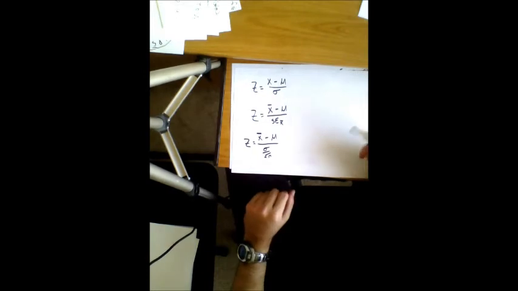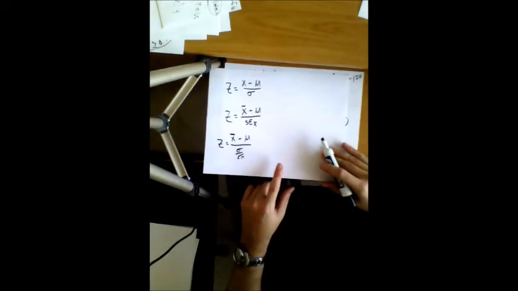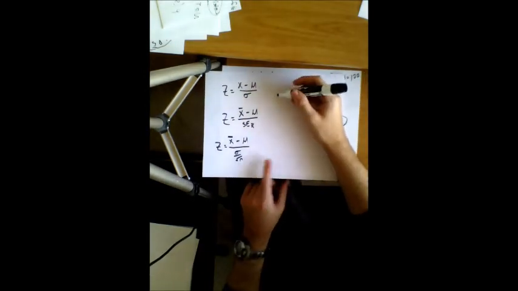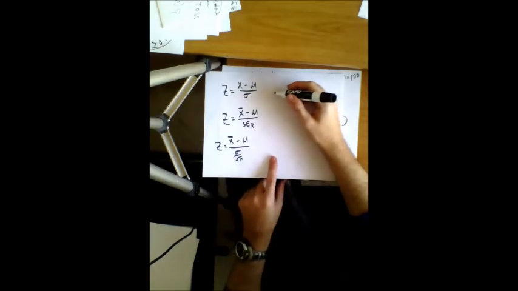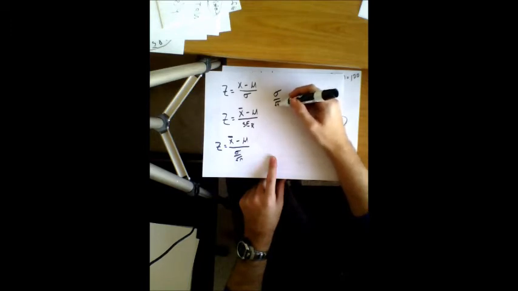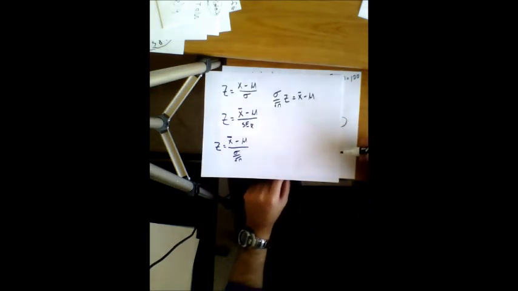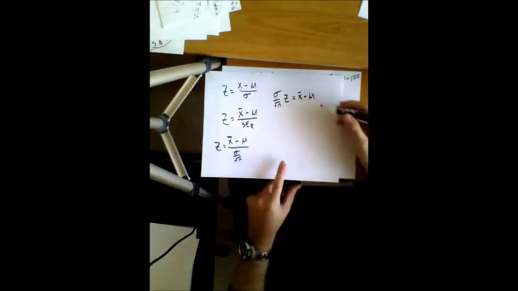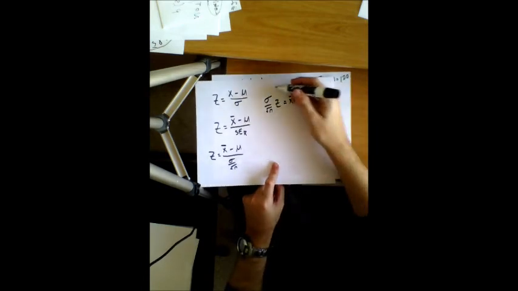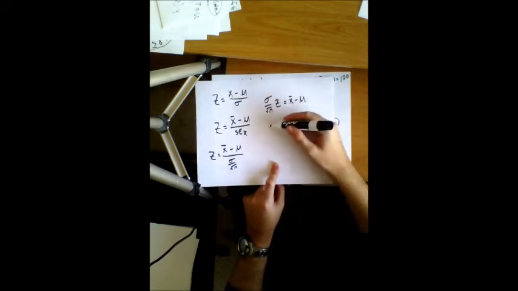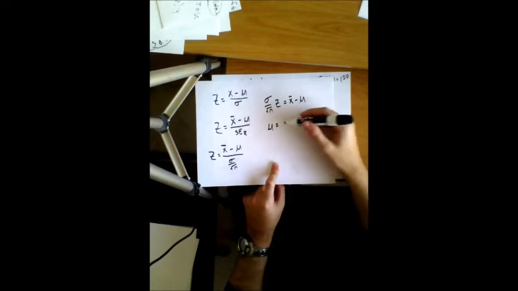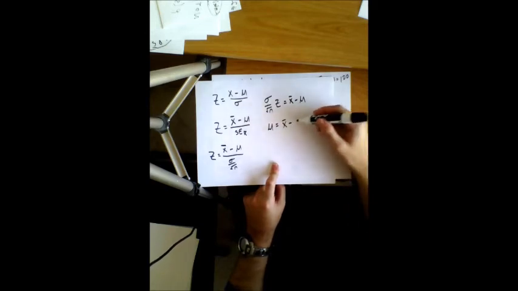If you rearrange this, it's not too hard to see. If I multiply both sides by this denominator, I'll have sigma divided by the square root of n times z is equal to x bar minus mu. And if I add mu to this side and subtract this, I get mu is equal to x bar minus this sort of thing.